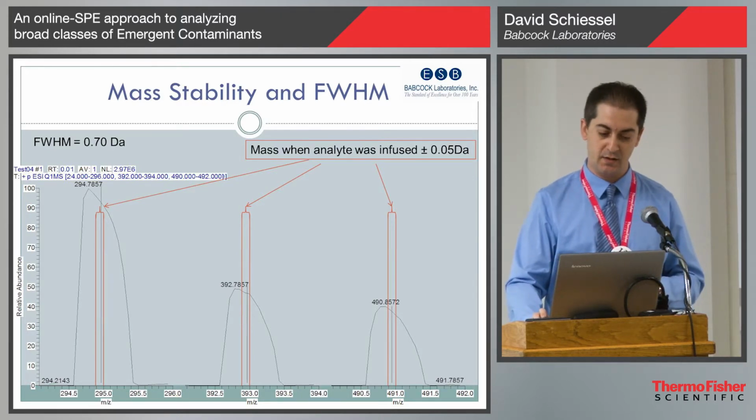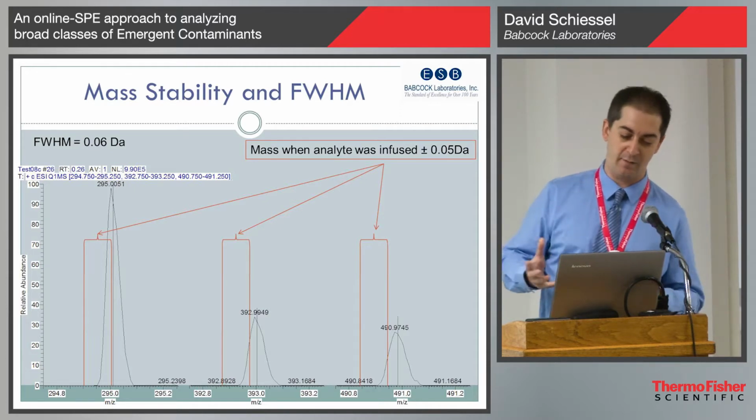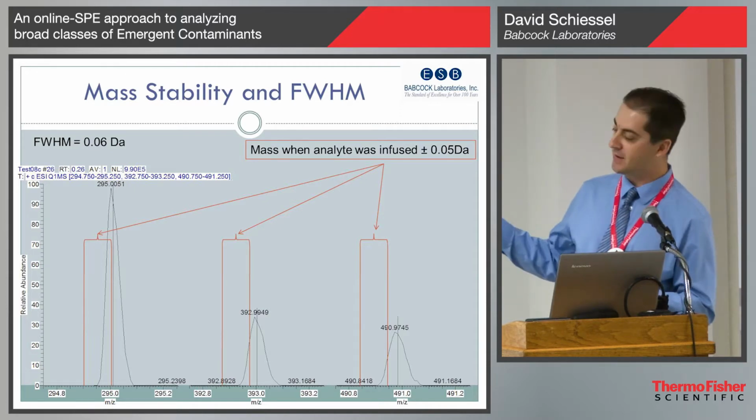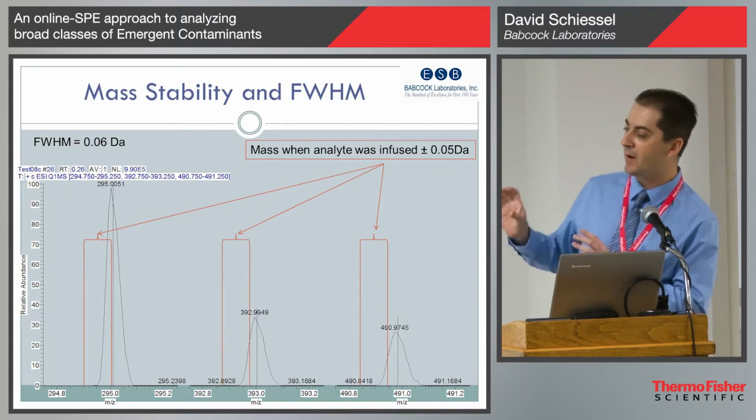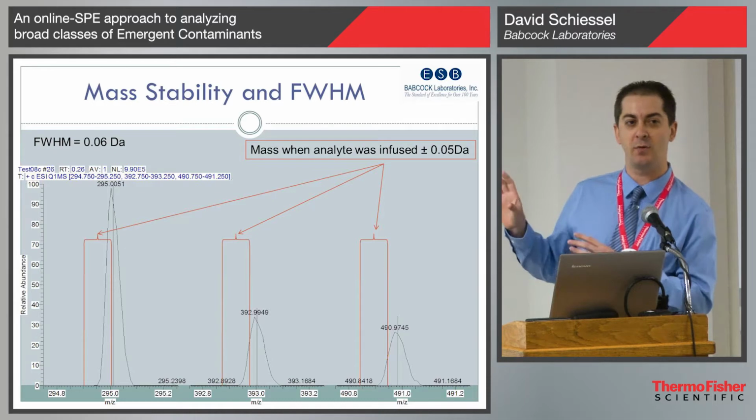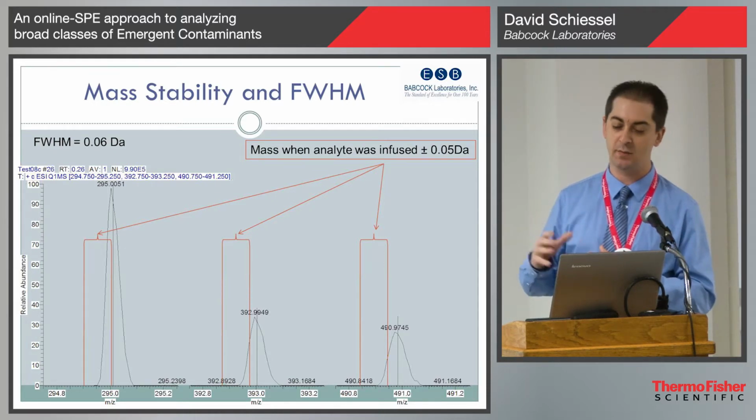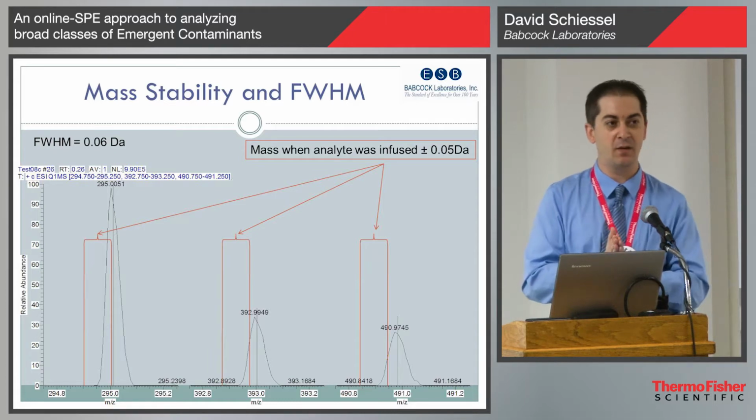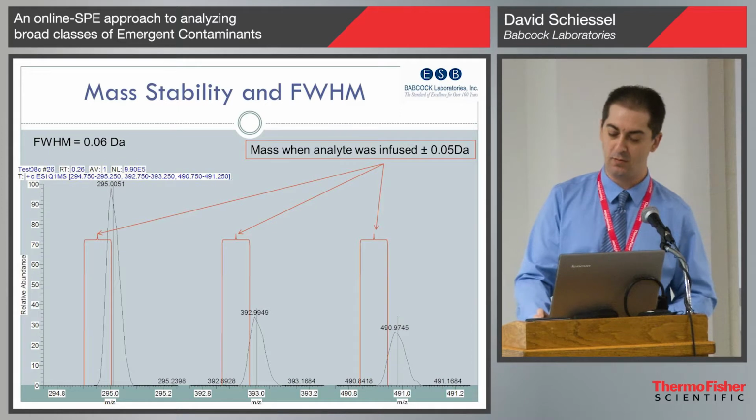But at 0.06 Dalton full width half maximum, you can see the peak is now outside the mass stability. I don't know if I represented this correctly, but what I was trying to get at was that as you lower the full width half maximum, the actual peak you're seeing is a moving target, and that's ultimately the root problem.